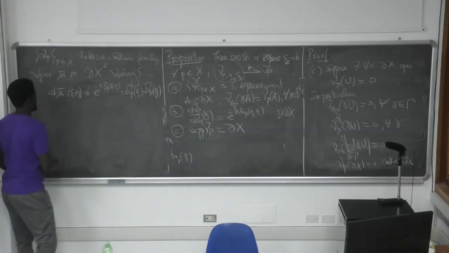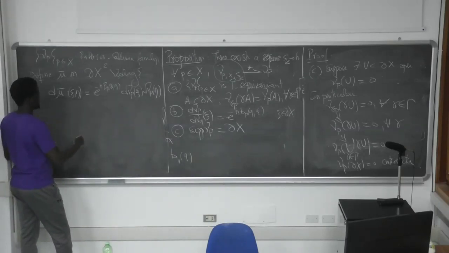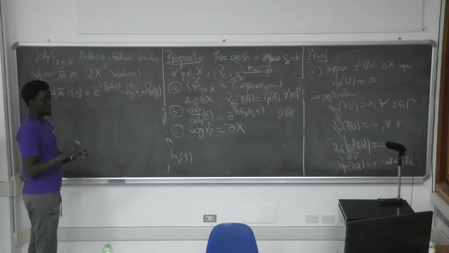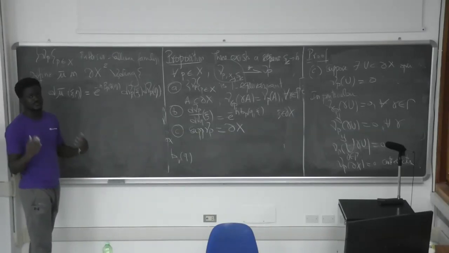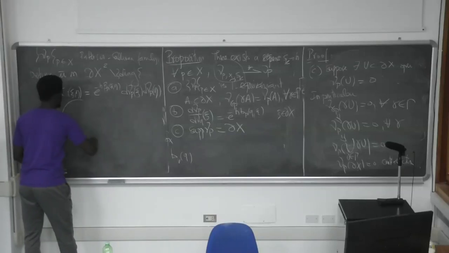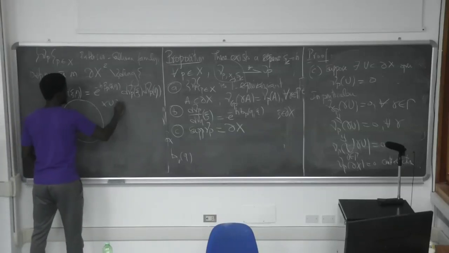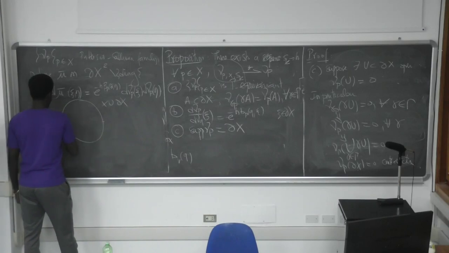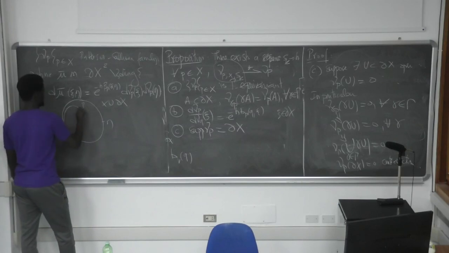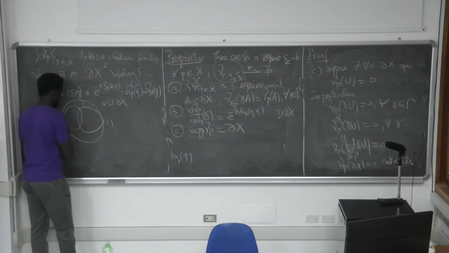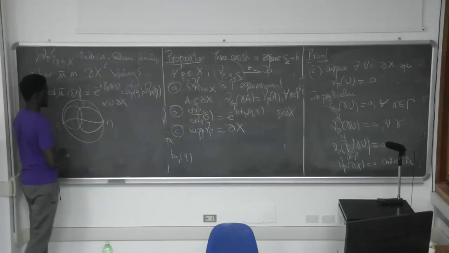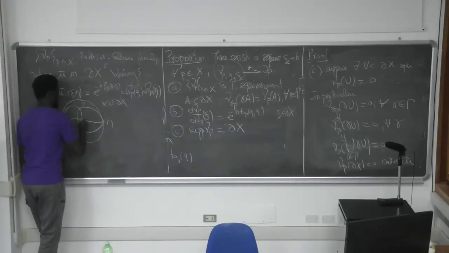Some people call beta the Gromov product or the horospherical distance, which is like this. If I have x union the boundary of x, I have two points xi and eta, and a point p somewhere. I look at the horosphere at xi and the horosphere at eta going to p, and I take a geodesic connecting these two. And this distance is beta_p(xi, eta).